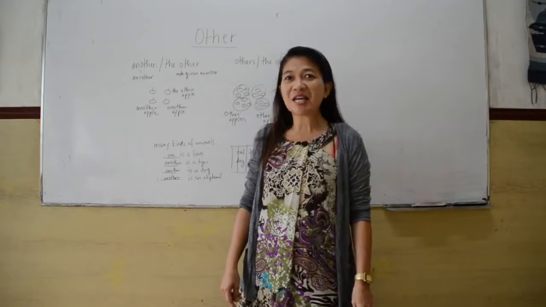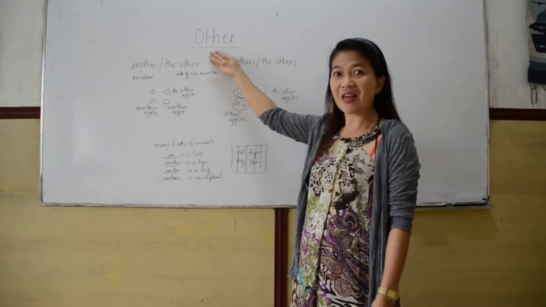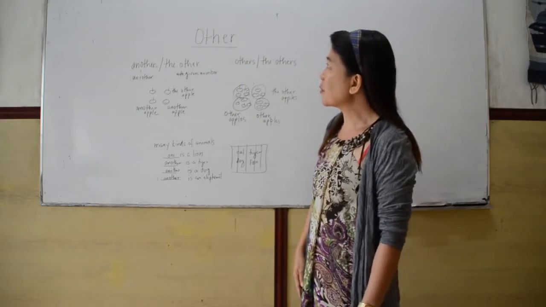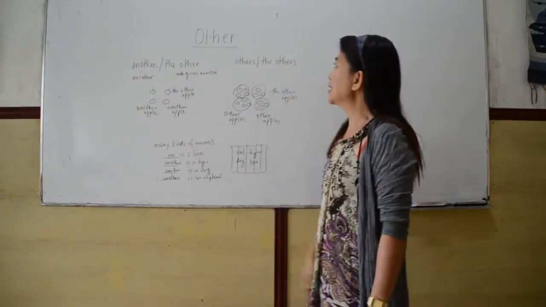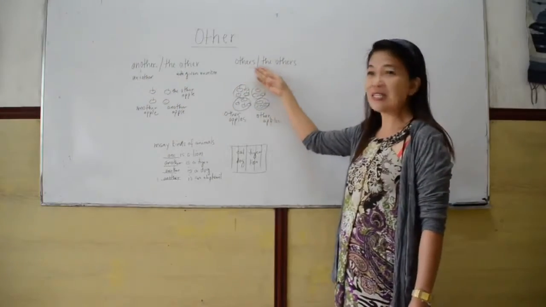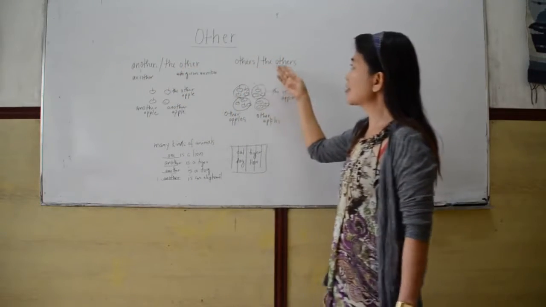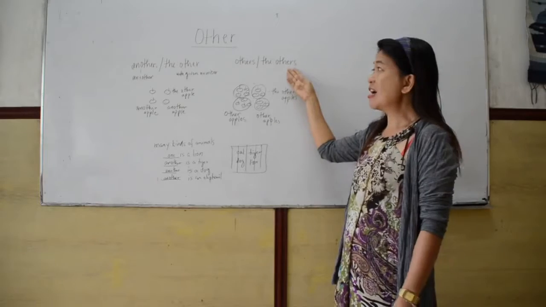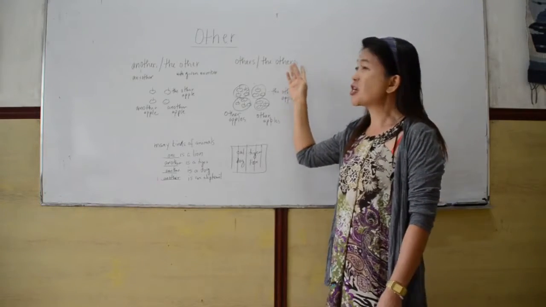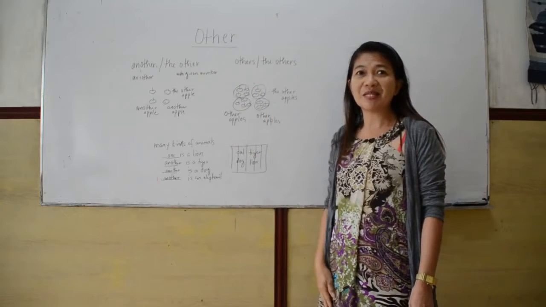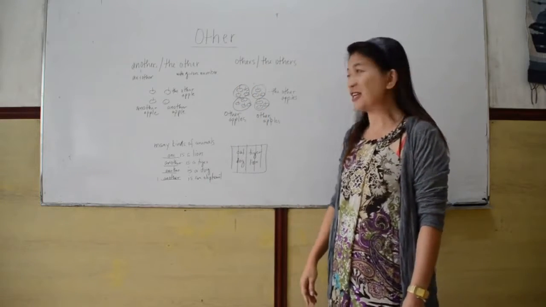Today we are going to discuss the plural and singular forms of the word other. The singular forms of other are another and the other, and the plural forms are others and the others. The use of these words is one of the most common mistakes most people commit. That's why today we are going to discuss how to use them properly.